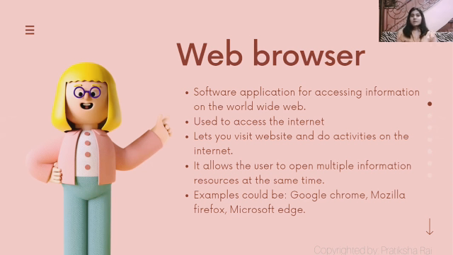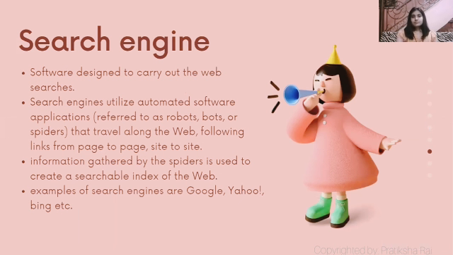So basically, to open any search engine, or to search anything on the internet, you first have to open the web browser. So Google Chrome is a web browser, Safari is a web browser, Internet Explorer was a web browser, Microsoft Edge is a web browser. So that is what web browser means. Now we'll move on to search engines, and then we'll see what is the difference between the two.